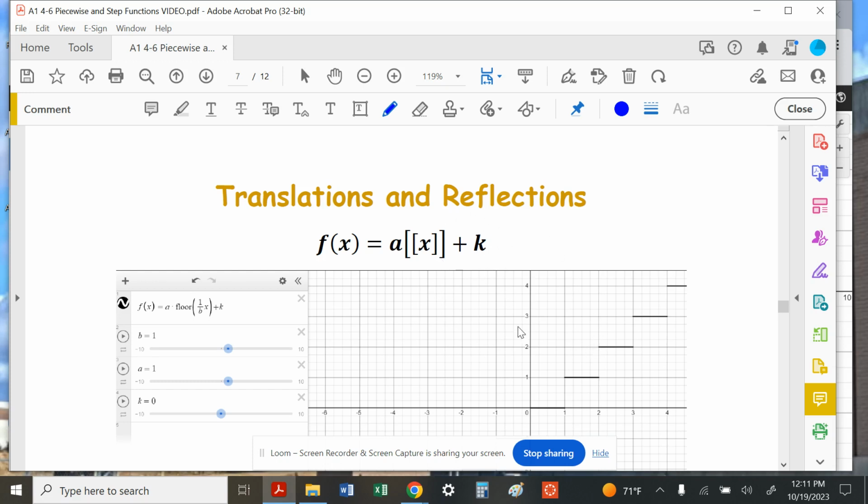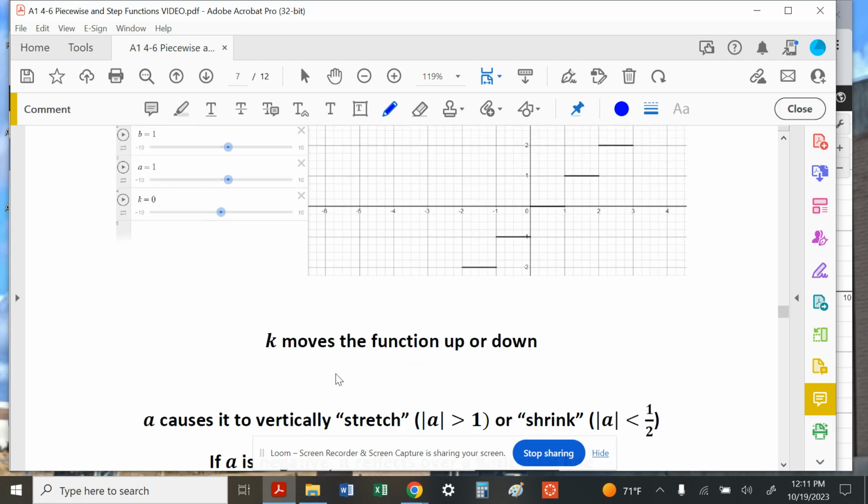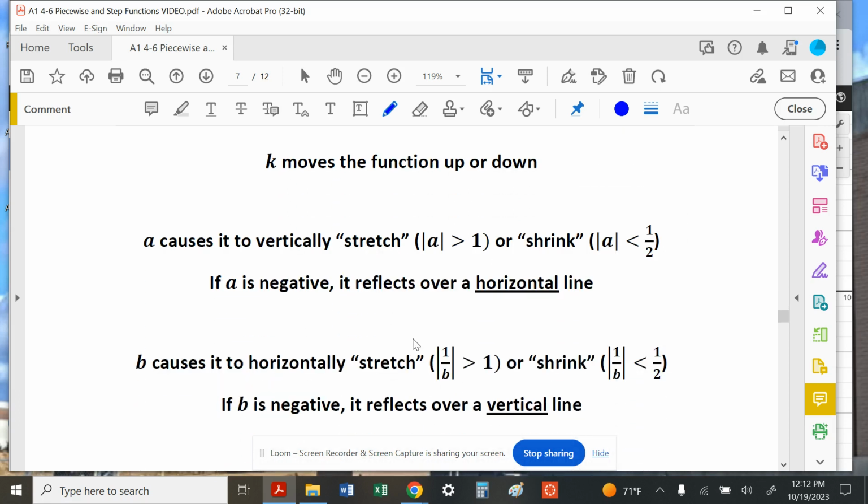So if I'm adding anything outside of the function, it causes it to go up or down. If I add anything inside the function, it causes it to go right or left. And of course, it's opposite of what you would be thinking of normally when we start doing it. So notice k moves the function up or down, and we haven't talked about the other ones yet in this particular case. And by the way, these are wrong here.